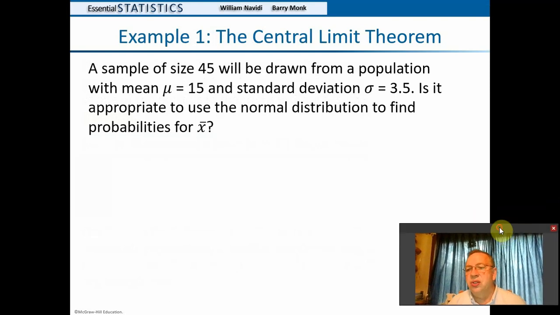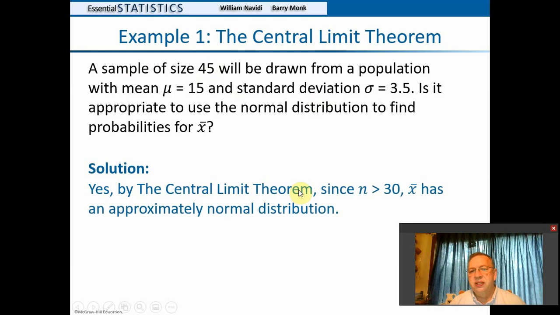So here are a few exercises just to get us warmed up on understanding whether we can use the central limit theorem. Here, a sample of size 45 will be drawn from a population with mean mu equal to 15. The standard deviation sigma is 3.5. Is it appropriate to use the normal distribution to find probabilities for sample means? We've got the sample size bigger than 30, so we should be fine. So yes, by the central limit theorem, n greater than 30, the sample mean has an approximately normal distribution.